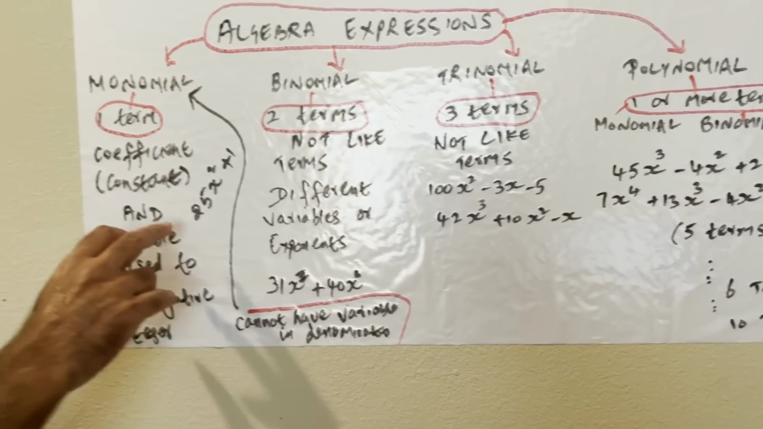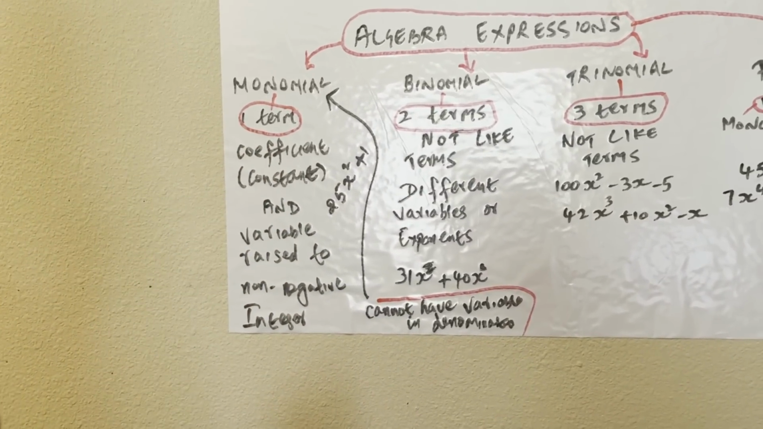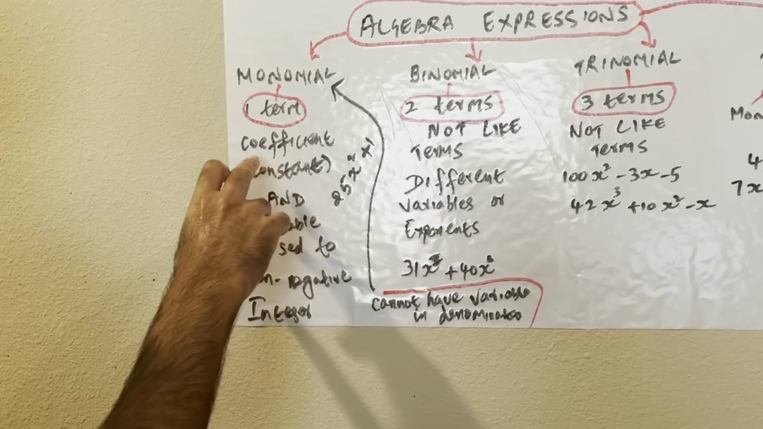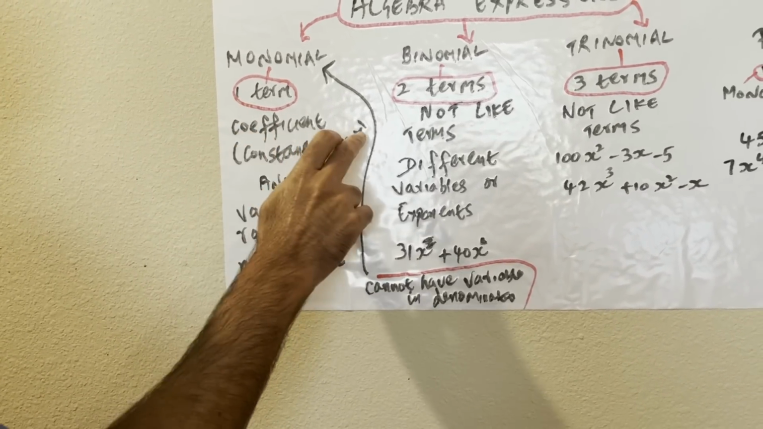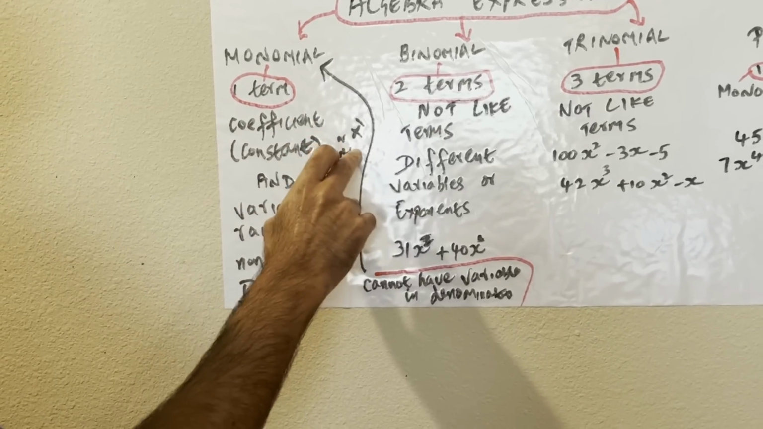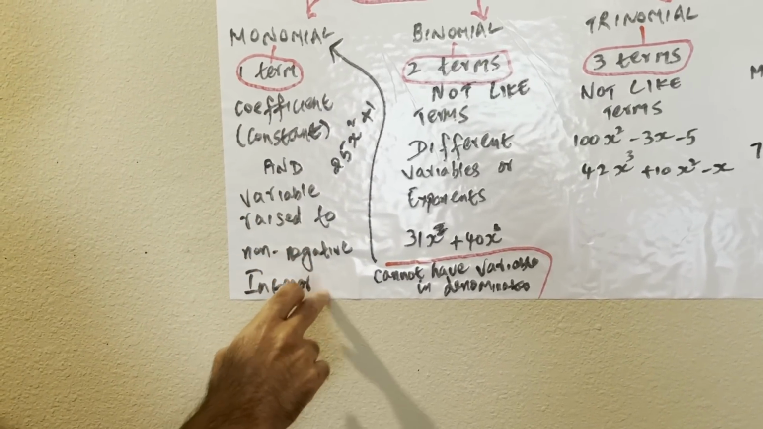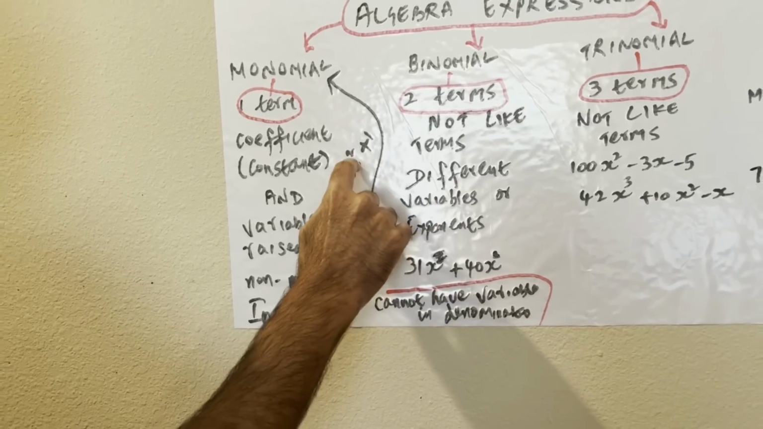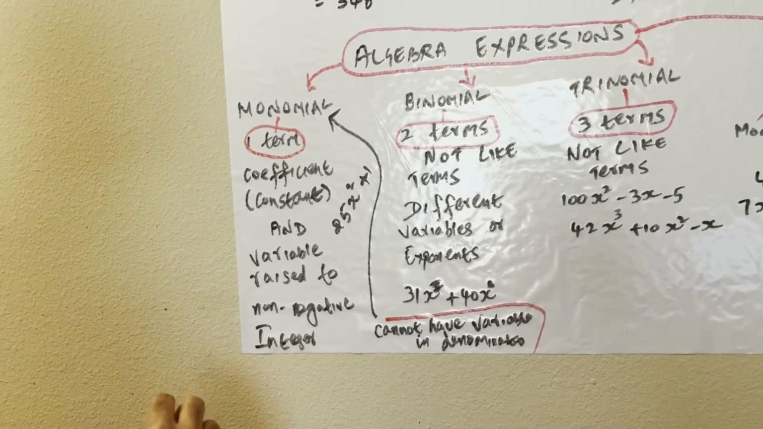If you see the degree of these, 1 term means just 1. Some examples can be given here. Monomial coefficient, there will be a constant, like you see here, it's 1. 25x squared is a monomial, and a variable raised to a non-negative integer. See, a variable raised to a non-negative integer. What they mean is exponentiation.